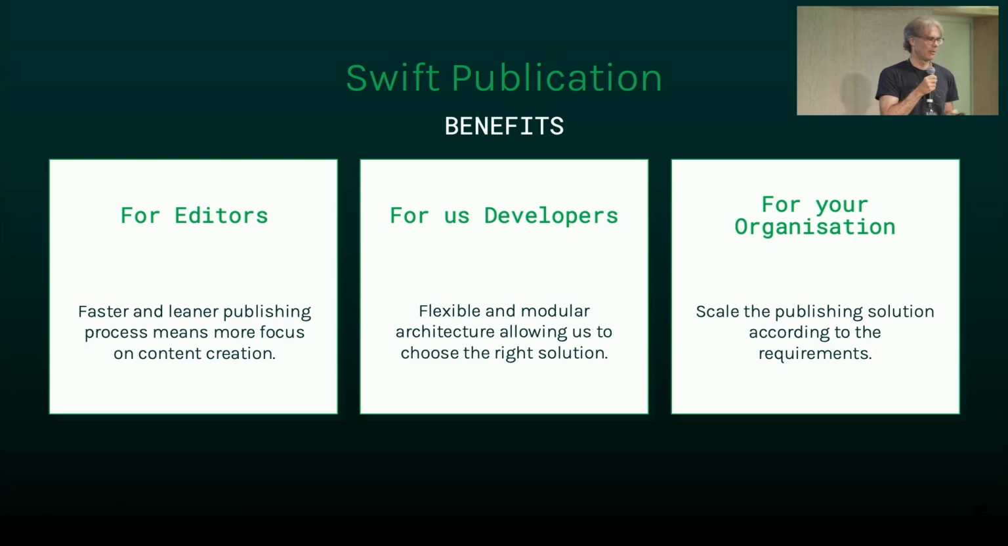So to recap, what do you get from Swift publication? What are the benefits you get from Swift publication? For editors, obviously, you can keep editing without interruption. You don't need to wait for publications to finish. You can just keep on going, fire off your publication and keep on editing. For developers, we've seen the various implementation options. You can pick and choose what you need, what you have, what you want. For your organization, well, you can scale your Magnolia deployment to the actual business needs that you have.